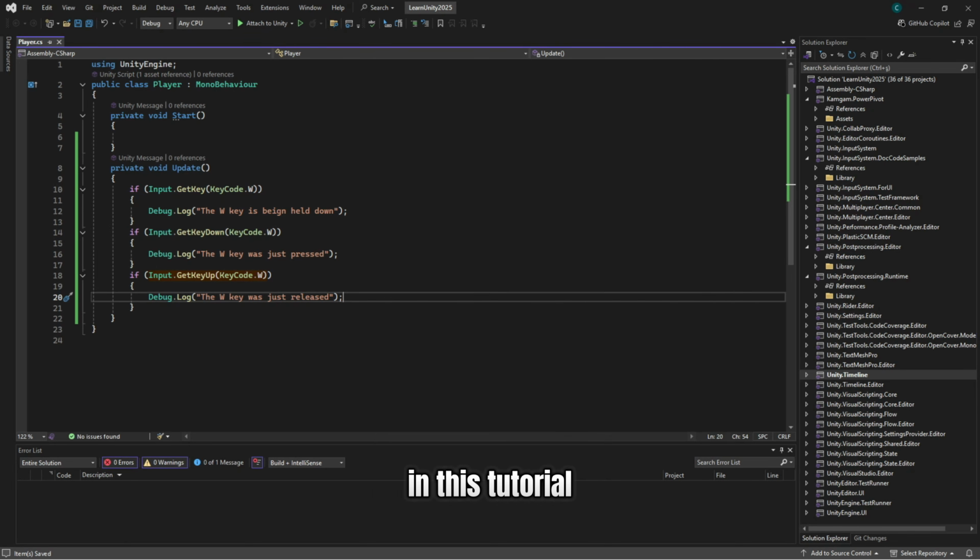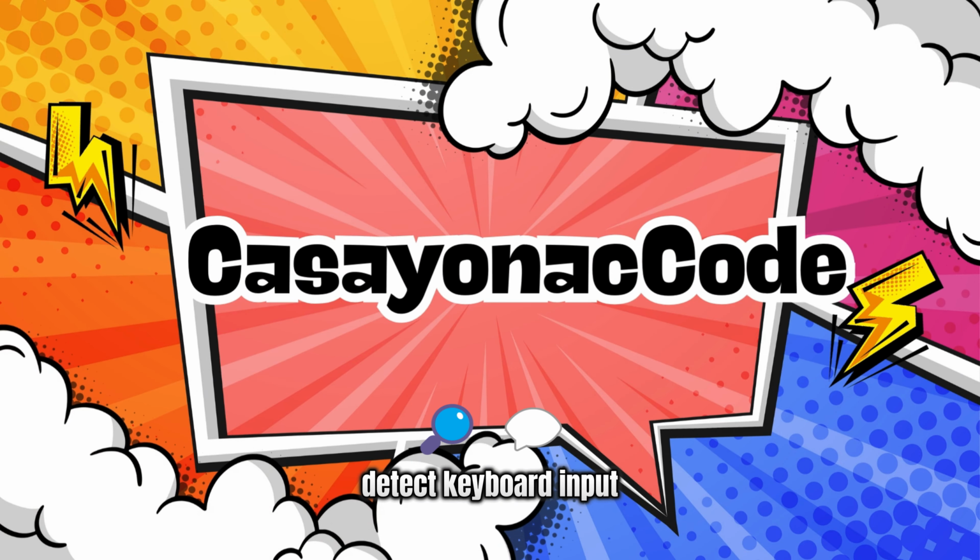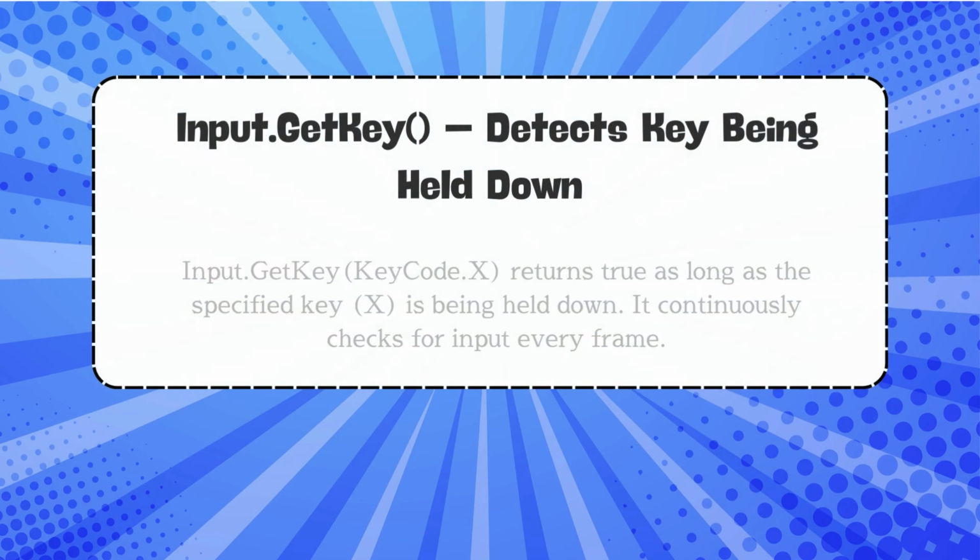Hello and welcome. In this tutorial, we will explore how to use the Input.GetKey function in Unity to detect keyboard input and create interactive controls for your game.